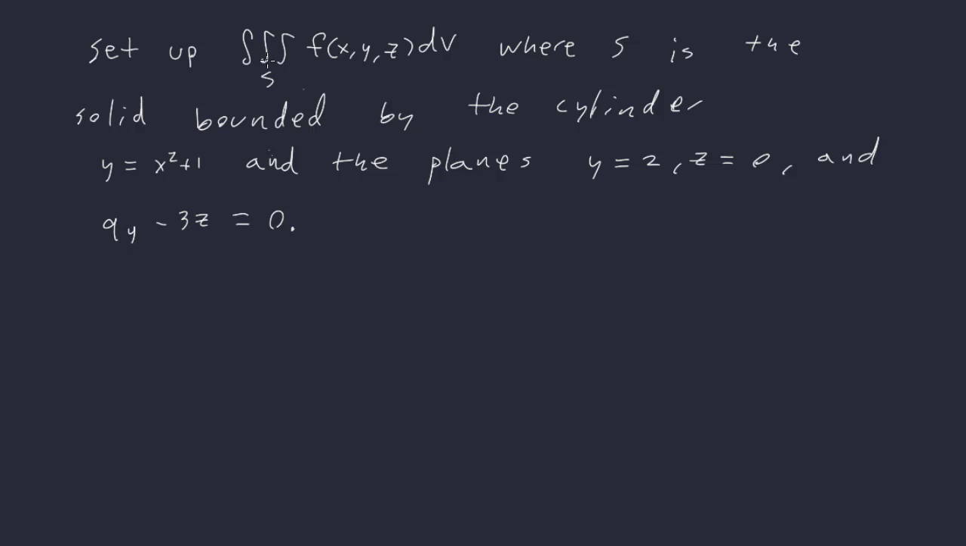Okay, so let's set up this triple integral over S, where S is the solid bounded by the cylinder y equals x squared plus 1, and the planes y equals 2, z equals 0, and 9y minus 3z equals 0. Okay? So to start out, I'm just going to start putting pieces together. So I'm not even going to look at the 3D graph until I've got an idea of what this thing looks like. Okay, so to start with, this cylinder, y equals x squared plus 1, well, we can graph that on the xy plane. That looks like this.